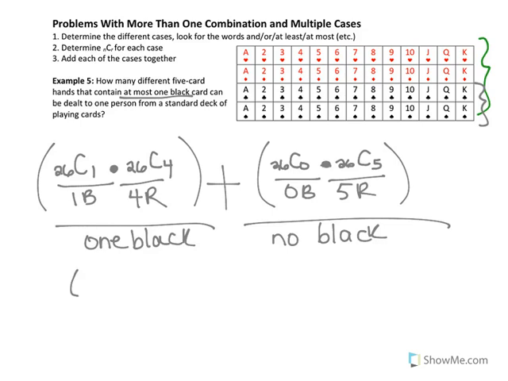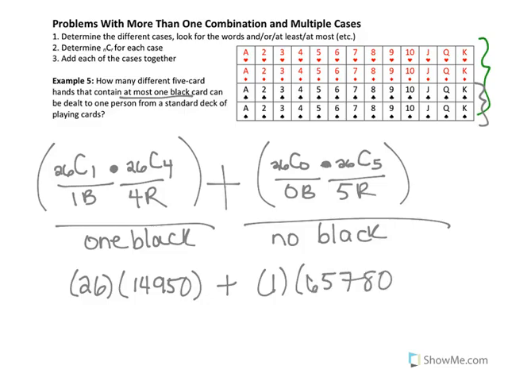So if we type this in, there should be 26 times 14,950 plus 1 times 65,780. So altogether there are 454,480 different hands that you could be dealt. And this is why gambling is so tough, because there's never a game where the odds are in your favor.